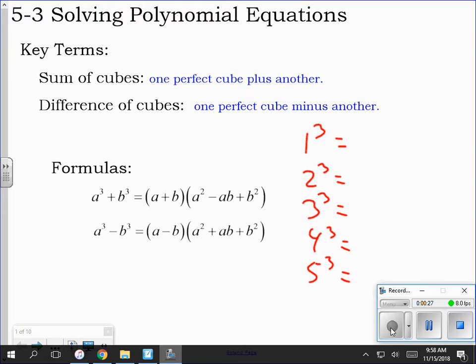Now, the two key things we have: sum of cubes and the difference of two cubes. A perfect cube plus or minus a perfect cube. You cannot reason out how to factor the sum or difference of cubes. You must have the formula memorized. It is not something you can suss out the answer.